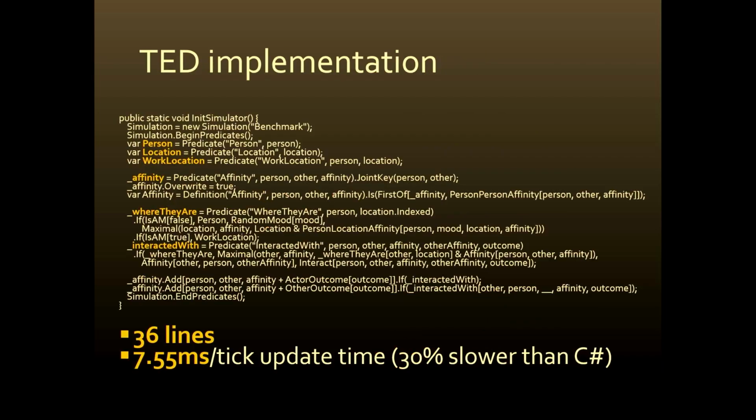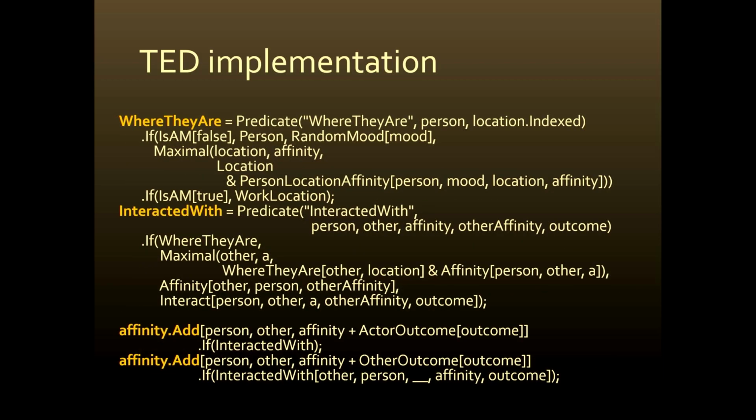All right. So here's the TED implementation. It's much more compact. It's not as fast as C#. I'm working on it, but it's pretty close. 7.5 milliseconds versus 6 milliseconds. And the real work is being done by those 4 statements. This is how you figure out where people move to. This is how you figure out who they interact with. These are how you decide how to update the affinities of characters. And you just crank that each tick.